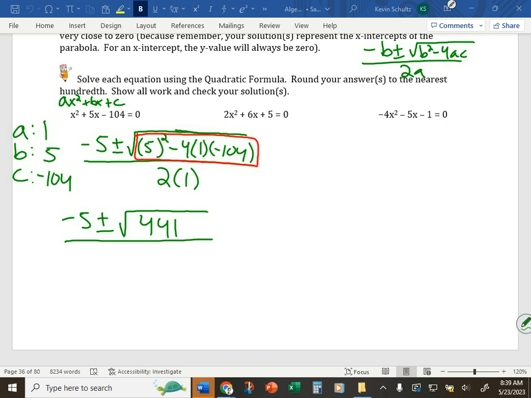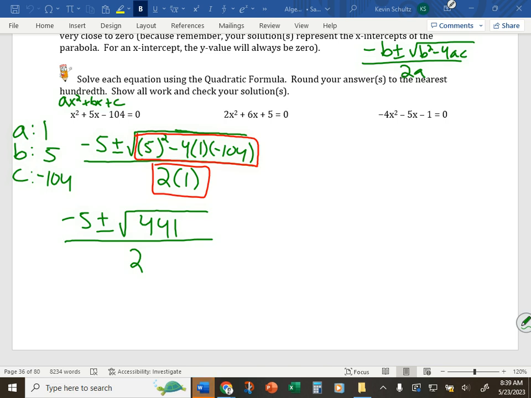We don't take the root yet because if that number were to be negative, it would mean that there are no x-intercepts. We don't have to go any further. The fact that it's positive means we can continue. And as long as we're simplifying, we might as well do this part too. That part's easy, just the 2a. 2 times 1 equals 2.